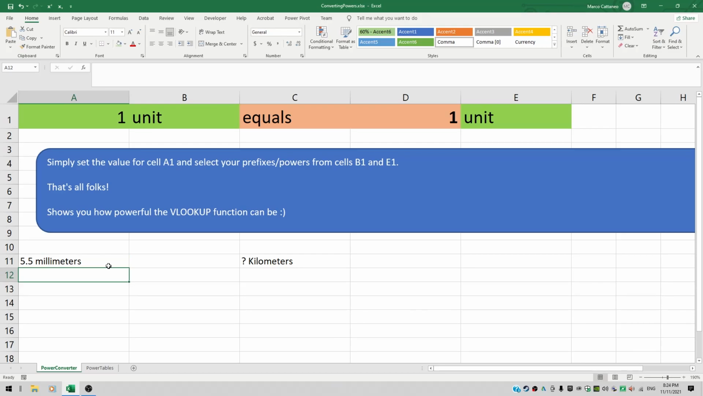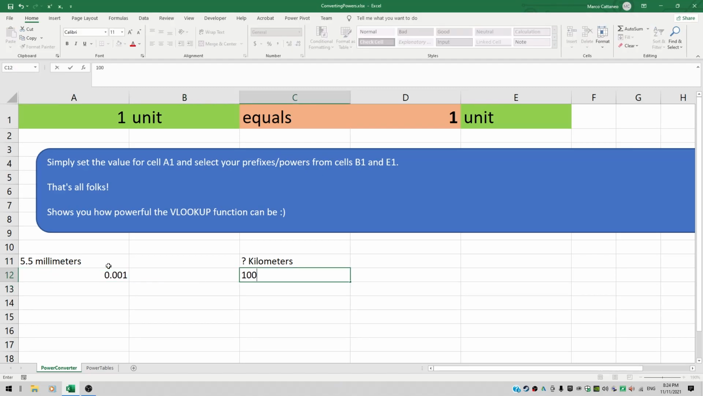Now one talks about milli and the other one talks about kilo. Milli typically means 1/1000th, so it's 1 divided by 1,000. That's milli. Where kilo typically means 1,000. 1 kilogram is like 1,000 grams. 1 kiloliter is like 1,000 liters.